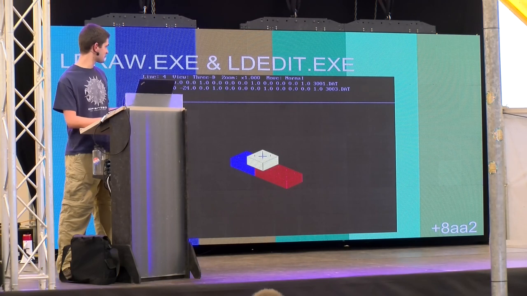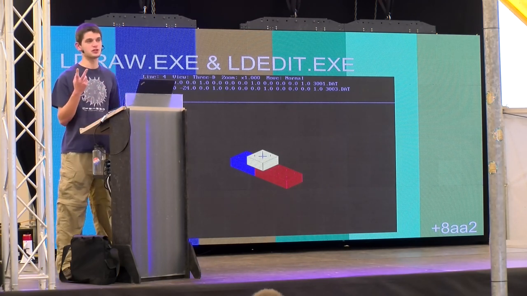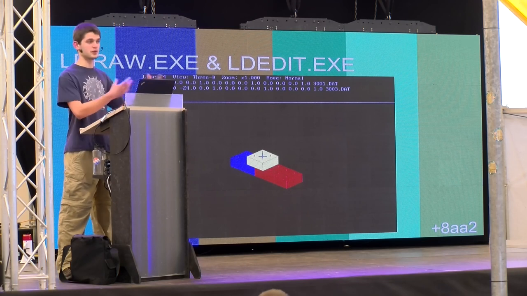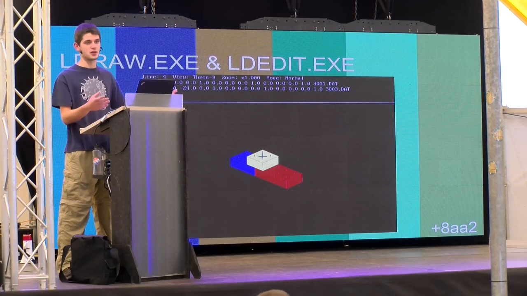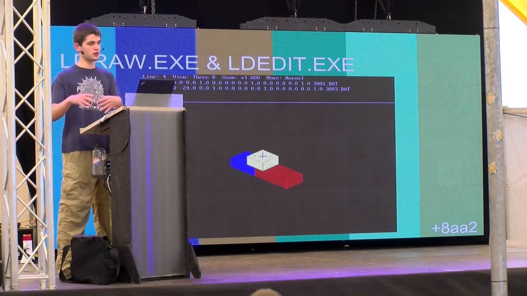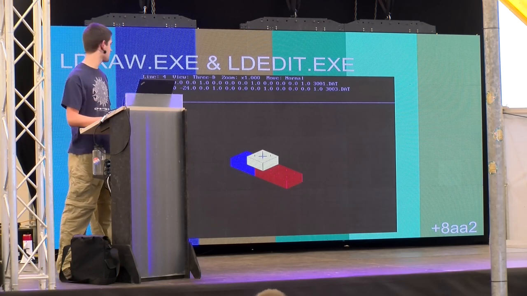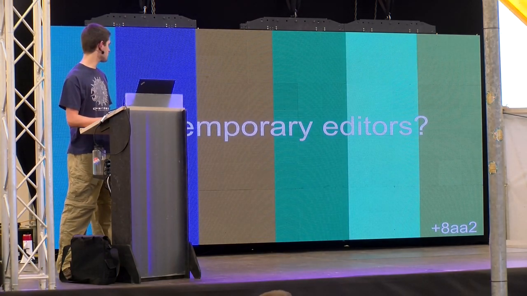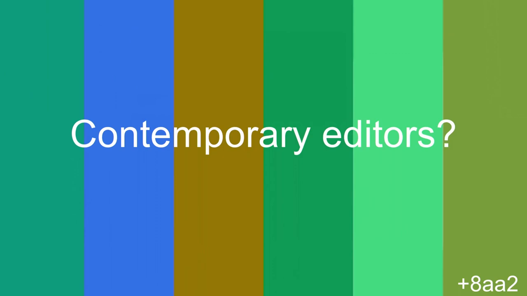Just in case it didn't work, this is what it was supposed to look like, one of the things that it could look like. There were two programs that were originally released. There was LDraw to display models and the steps to build those models, and there was LDEdit, which could be used to create models or parts using the system. So that's what editors looked like then.